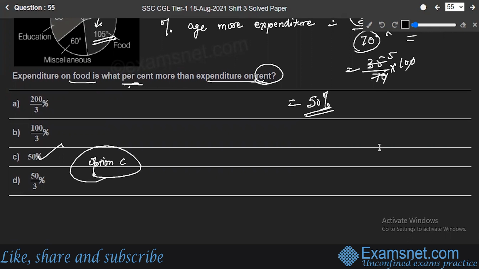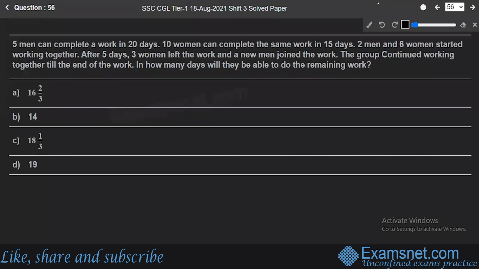Next, question number 56. Question number 56: 5 men can complete a work in 20 days. 10 women can complete the same work in 15 days. 2 men and 6 women started doing work together. So this is the whole scene, and we'll be talking about this scene. First of all, do remember you will surely get this type of question in your exam. One or two questions are sure to come.